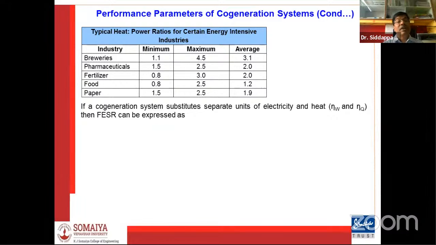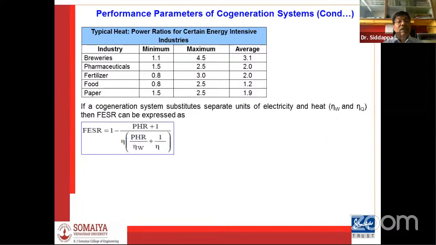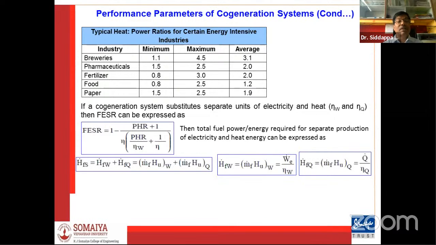In a cogeneration system, it substitutes separate units of electricity and heat. Then we are going to use a term, the fuel energy saving ratio. If you substitute the PHR values in the earlier expressions, you can express the FESR in terms of PHR, 1 minus PHR, with some term in the denominator, which is again a function of overall efficiency. And these are the formulas we are going to use separately for the thermal system as well as for the electrical system to calculate how much heat I am supplying.